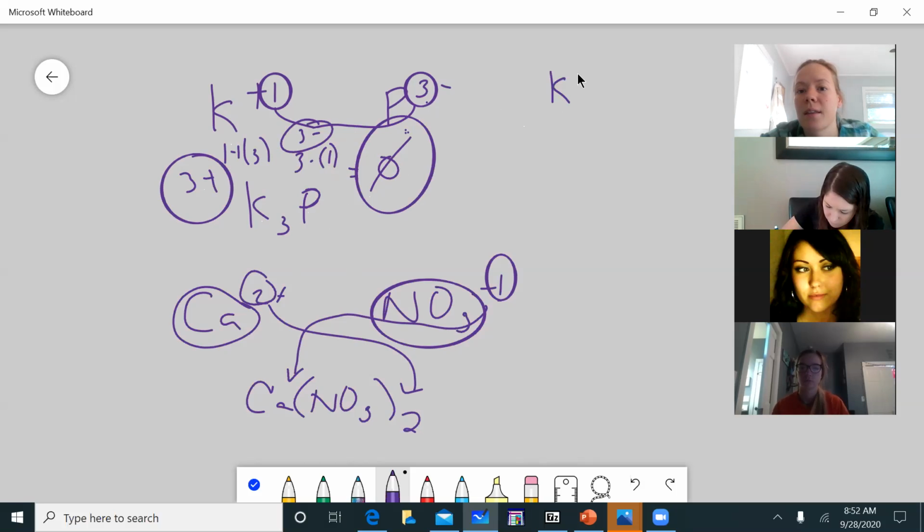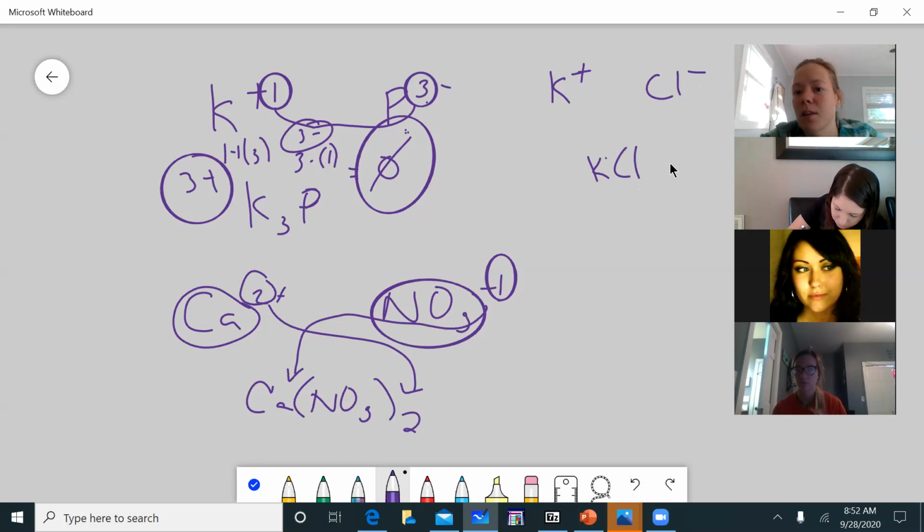So let's say we have K plus and Cl minus. That's just going to be a 1-to-1 ratio because this is a +1 and this is a -1. One of those and one of those will equal a 0 charge. That's what we're trying to head towards. Does that make sense? Yeah, that does. That's why we're flip-flopping.